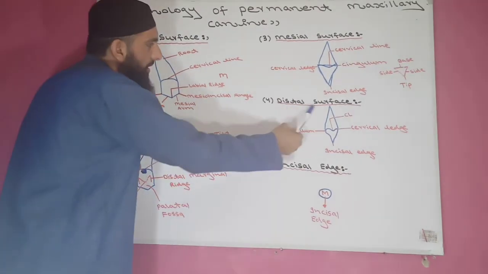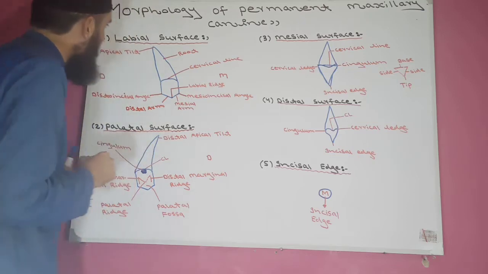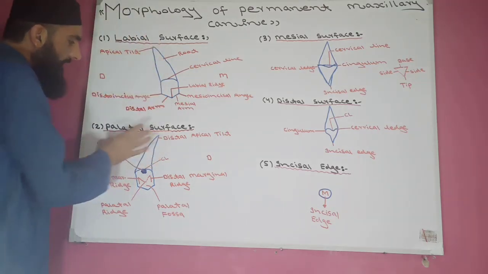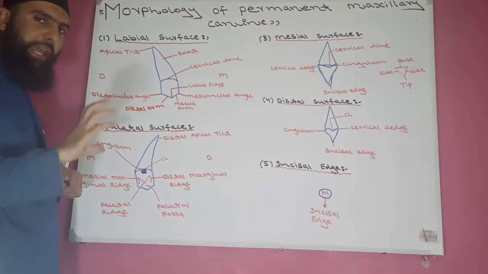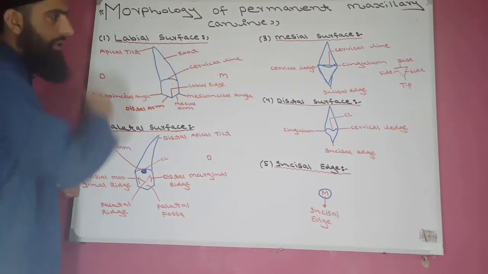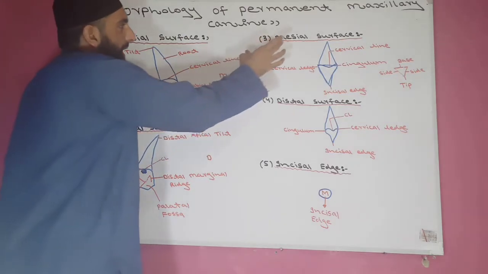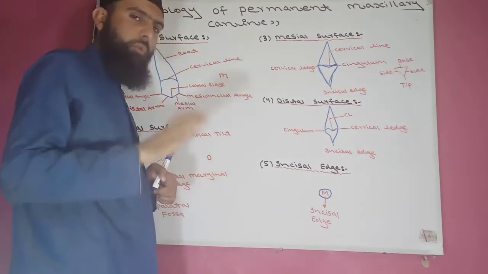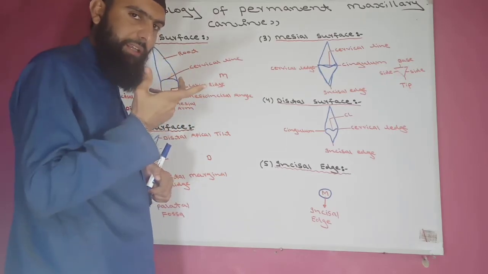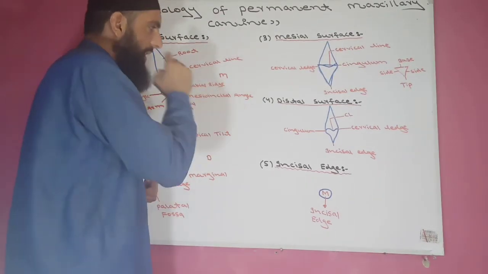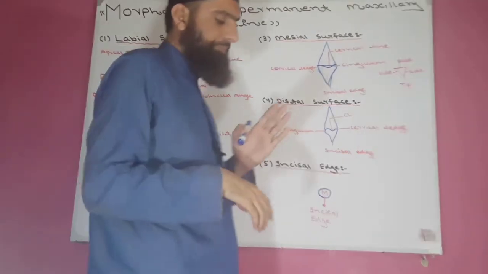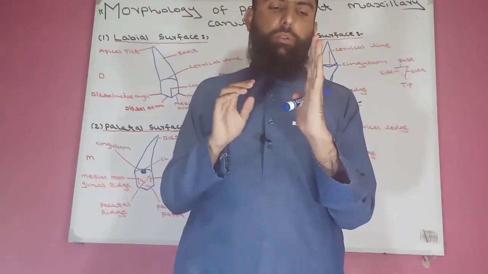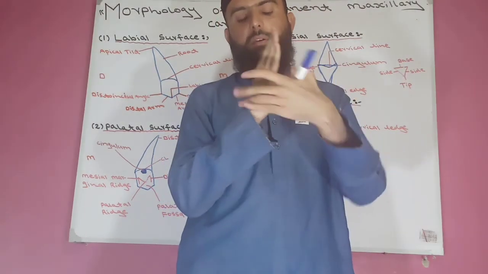Now come to the distal surface. Same here. Like after the labial surface, when we study the palatal surface, we rotate the tooth around 360 degrees. Same here, if we study the distal surface, again we should rotate the tooth around 360 degrees. Then we study the distal surface. Like this is the mesial surface of the tooth. This is the distal surface of the tooth.